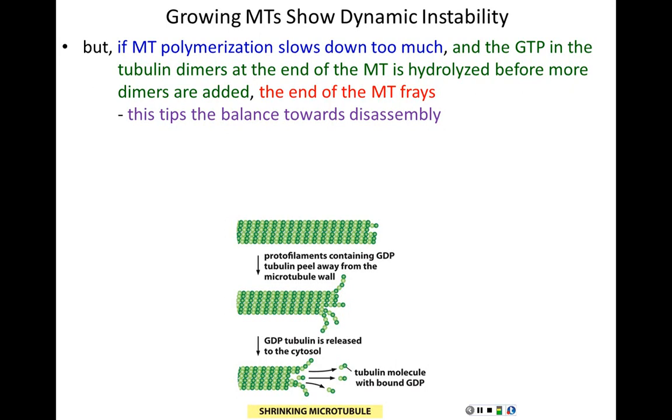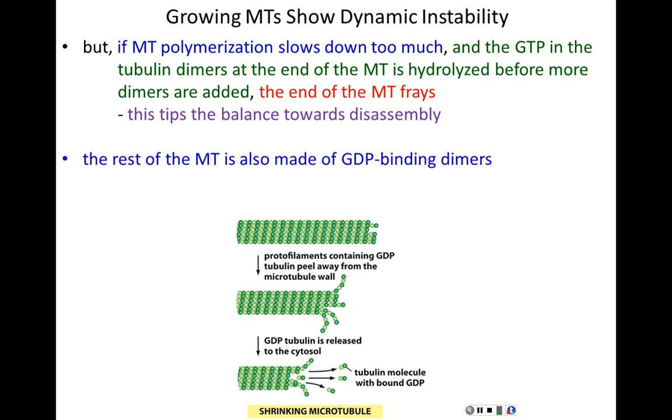This preponderance of GDP-containing microtubule dimers at the cap tips the balance towards the disassembly of the fiber. Remember, the rest of the fiber contains GDP. That was the unstable portion that the cap was keeping static. But now, as that cap begins to fray, the rest of the microtubules also begin to fall apart. The rest of the tubulin dimers also become unstable. And so this becomes an avalanche of instability.